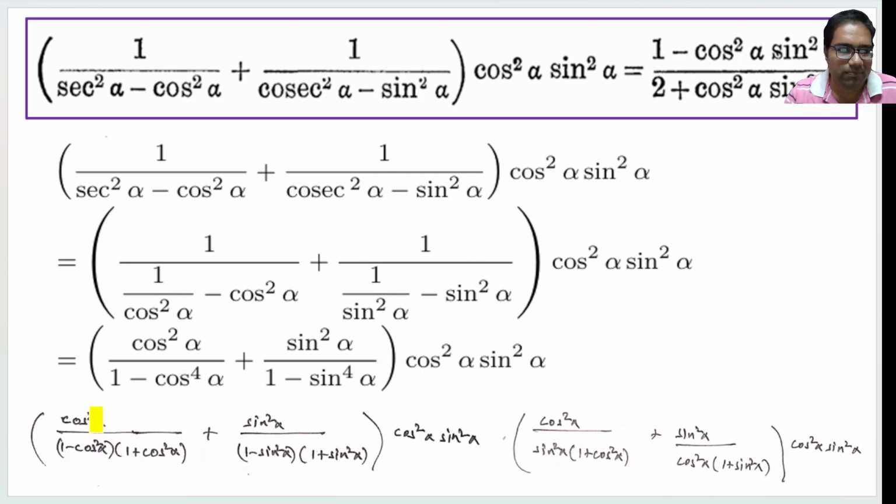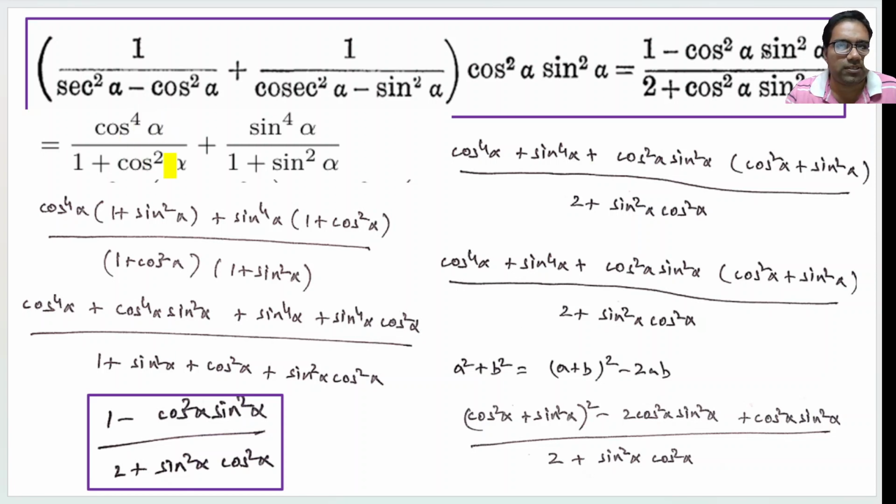So this part will become cos square by sine square into 1 plus cos square. This part will become sine square by 1 minus sine square, which is cos square, so sine square by cos square into 1 plus sine square, into cos square alpha sine square alpha. Now if you do this multiplication, this sine square and this sine square will cancel. Then this becomes cos power 4 alpha by 1 plus cos square alpha. Similarly, here this cos square and this cos square will cancel, and this part becomes sine power 4 alpha by 1 plus sine square alpha. That's what it has become: cos power 4 by 1 plus cos square, sine power 4 by 1 plus sine square.